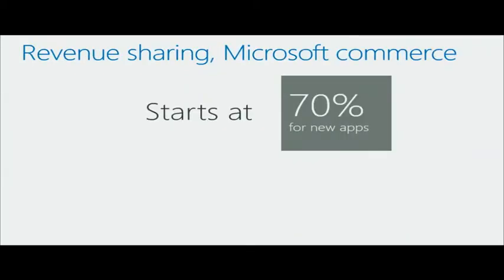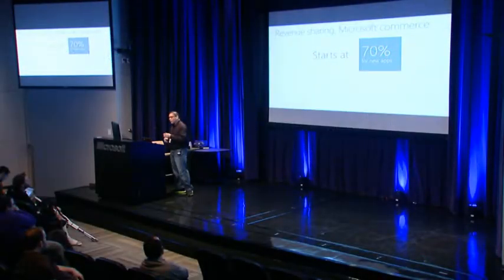So let me tell you what revenue sharing looks like for you. If you write a game for the Windows Store, 70%, right? That's standard. Anybody here have a game on another platform? A few of you? 70% is what you get. They keep 30%. Well, that's where we start with Windows 8.